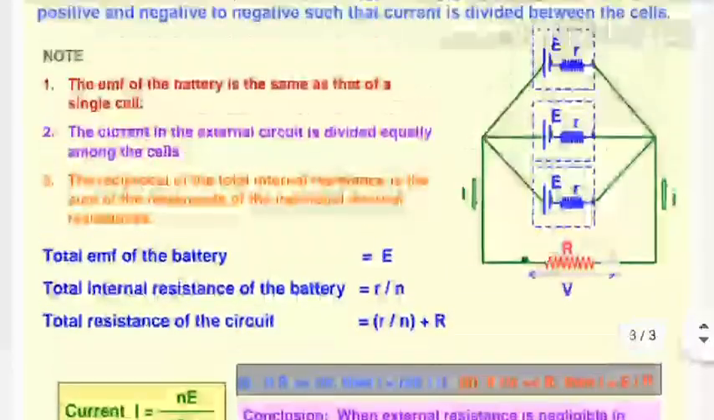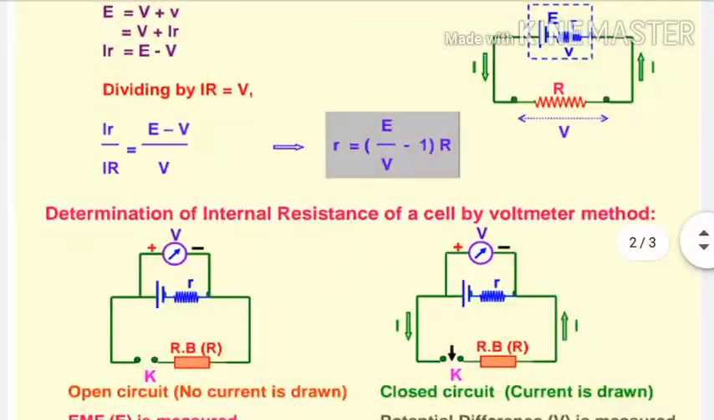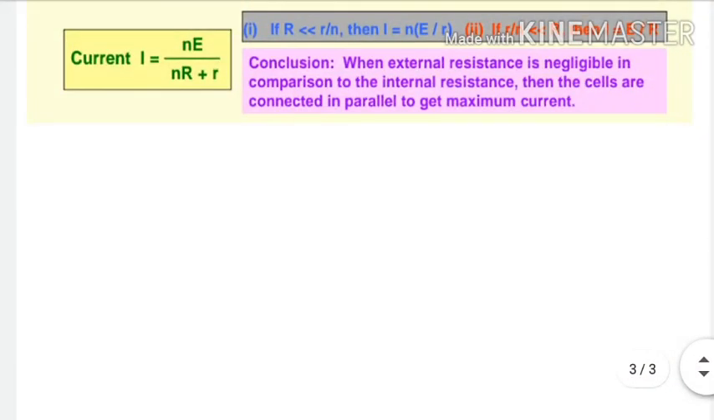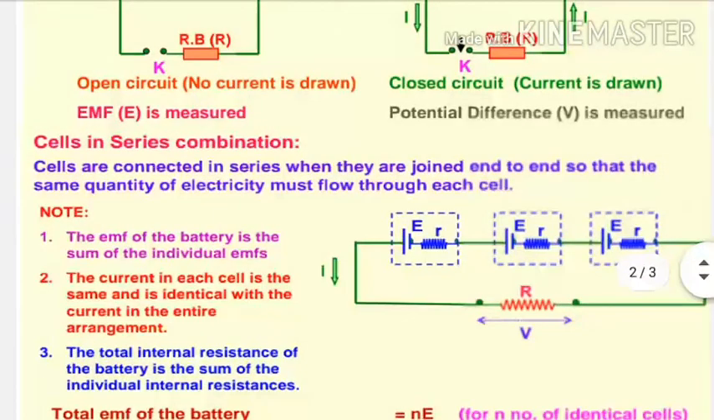So this is all about the combination of cells and the comparison of cell and EMF. Tomorrow we will discuss the second part of electric current or current electricity. So till now, okay, thank you.